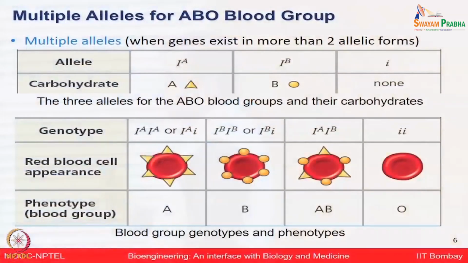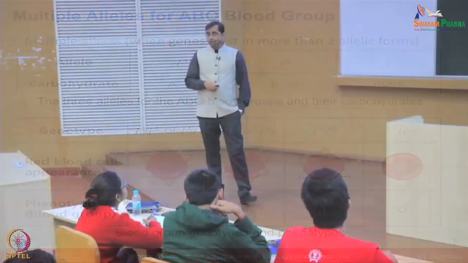So let's start putting this in genetic terms. We are saying that A and B are dominant traits in this case. We are talking about multiple alleles of a given gene. For the A blood group, capital I, capital A is how you denote it. For the B blood group, capital I, capital B. When it is the small allelic form, small i, none of the carbohydrate is present. In this case, A carbohydrate is present in the A blood group and B carbohydrate is present in the B blood group.